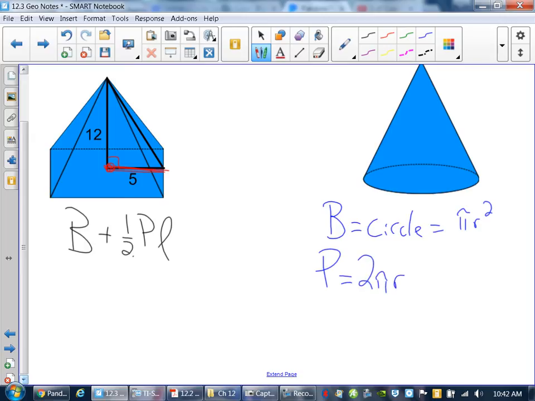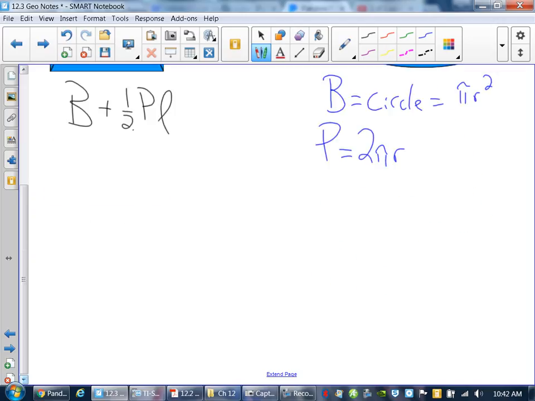Now watch what happens when you start putting all this together for a cone. Big B is pi r squared plus half of 2 pi r and a slant height. What's always going to be half of 2? 1, no matter what. So the formulas are exactly the same, but what's different with the cone is it's easier because you only have to worry about a radius. Whereas with the pyramid, you have all these different types of bases, in a cone, the base will always, always, always be a circle.